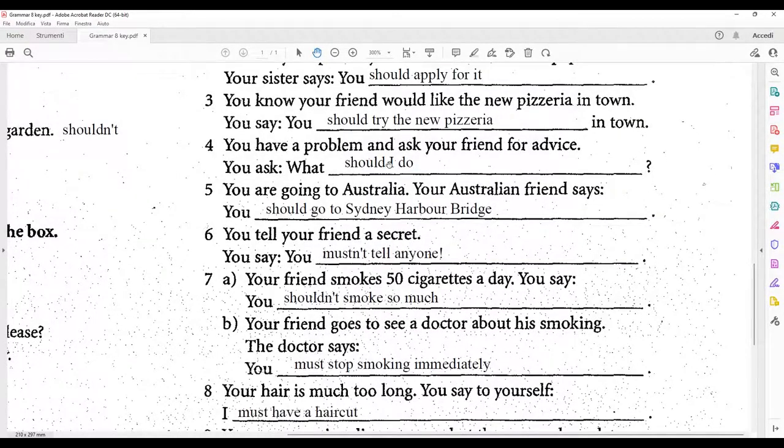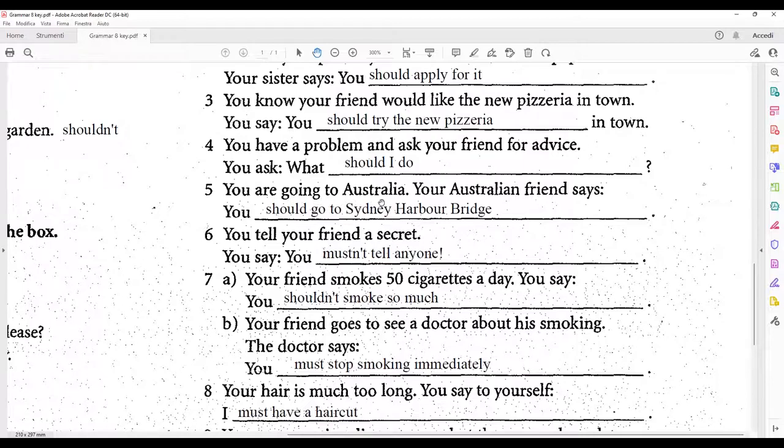right? You have a problem and ask your friend for advice. Okay, so you have a problem and you ask your friend for advice. You ask, what should I do? Right? What should I do?